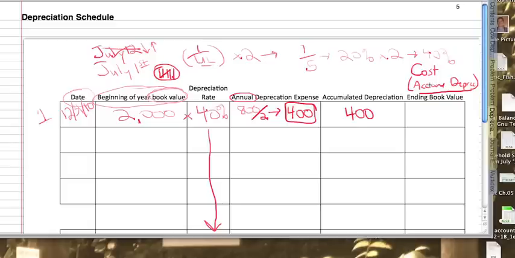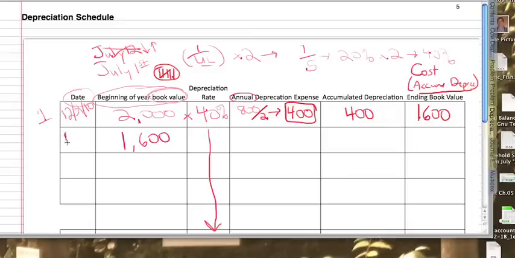And in this problem, my cost is the $2,000. I showed you how we got that. The accumulated depreciation after year 1 is 400. So if I take 2,000 minus 400, I get an ending book value of 1,600. Now watch what we do with this. We're going to take this 1,600 and bring it all the way down here, because now at the beginning of the next year, the amount I have not depreciated is the beginning of year book value, which is the ending book value of the previous year. So that 1,600 carries through.